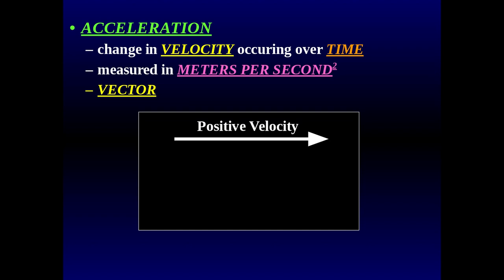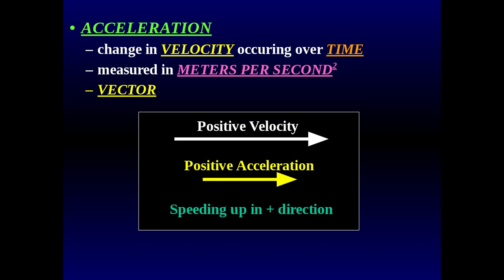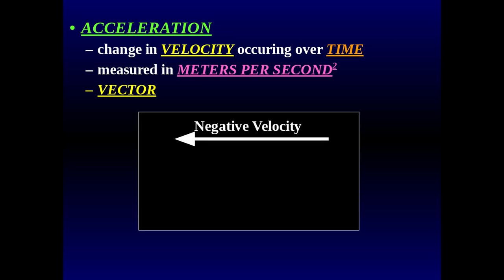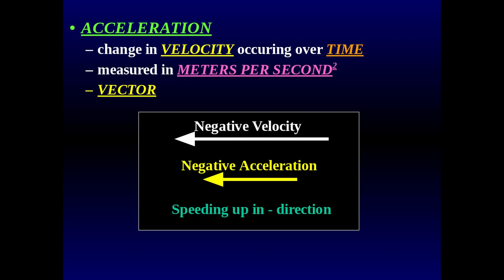So the first, we have a positive velocity and a positive acceleration. The car is going to speed up in a positive direction. So here's your car, and it's going to speed right up in the positive direction. Remember, in physics, we talk about the right as being positive, left as being negative. Your second situation, we have a negative velocity and a negative acceleration. So negative velocity, negative acceleration, we're going to speed up in the negative direction.